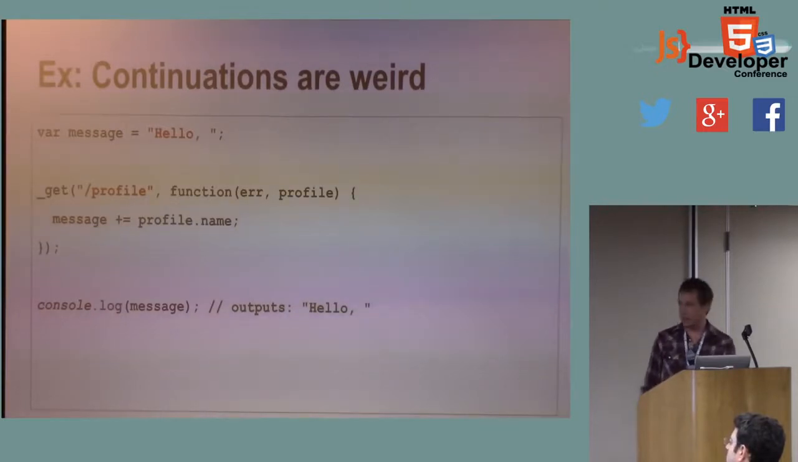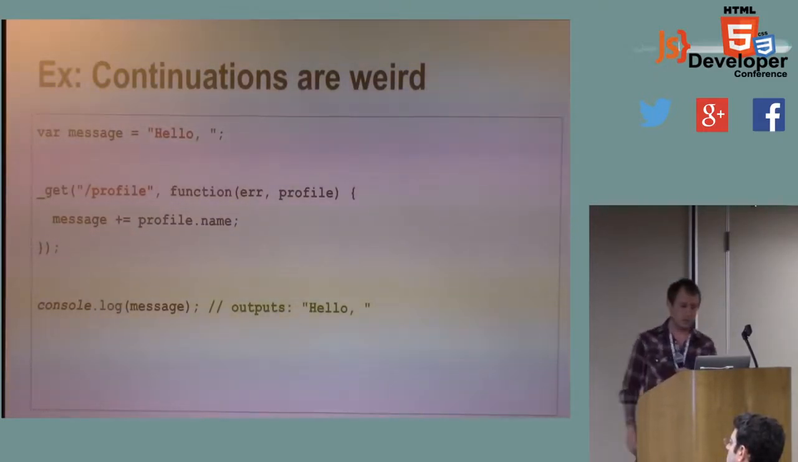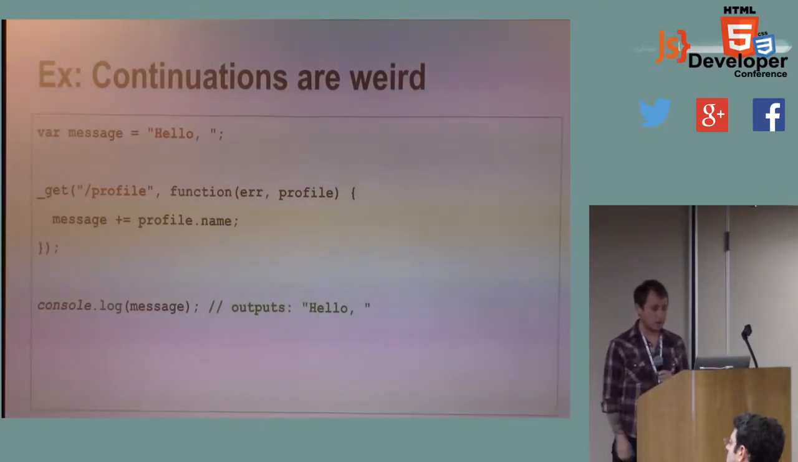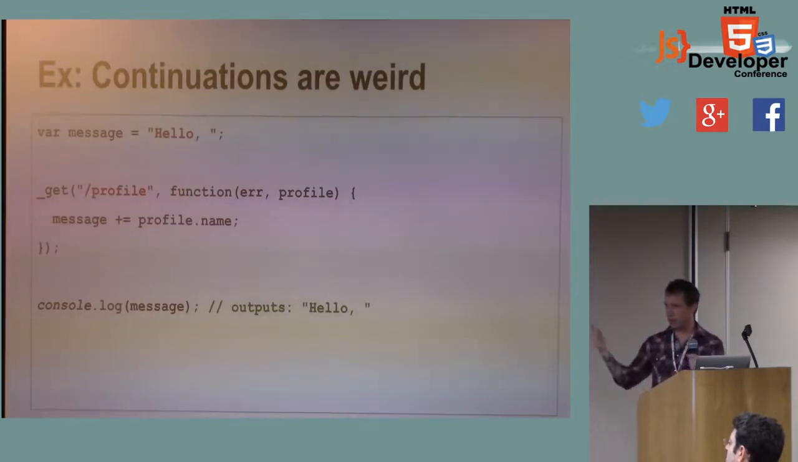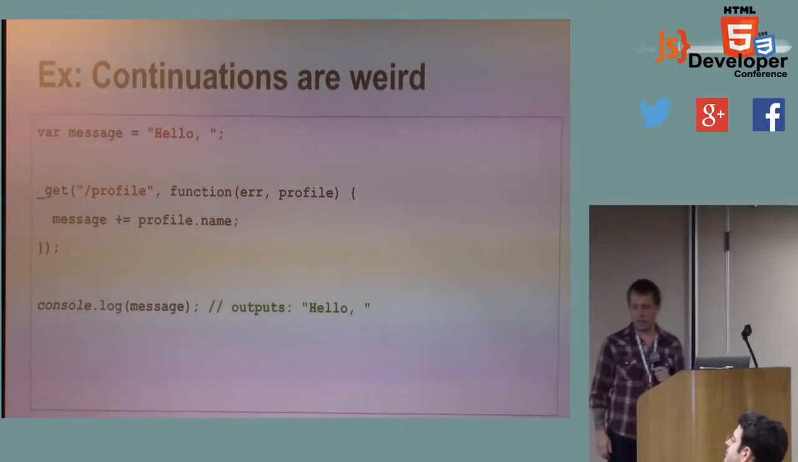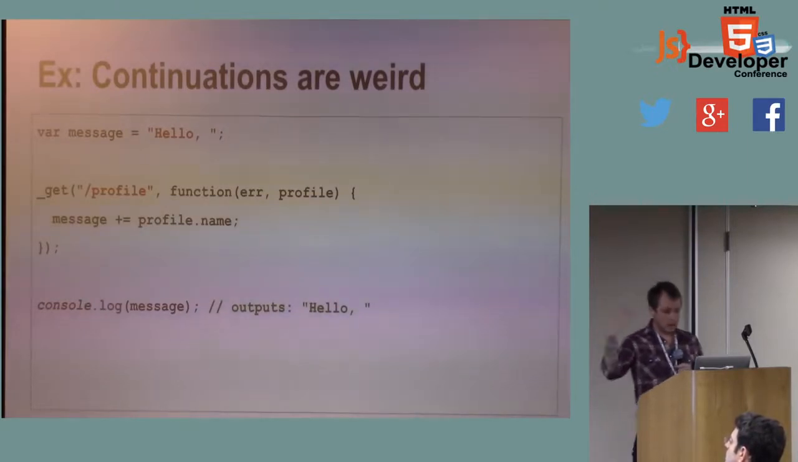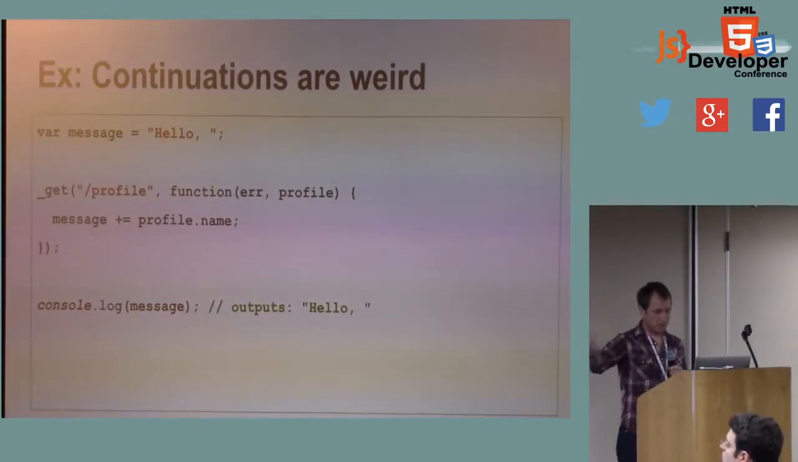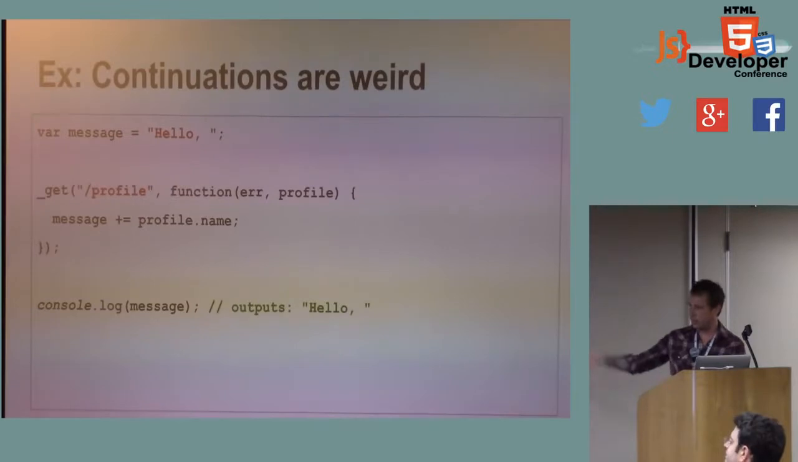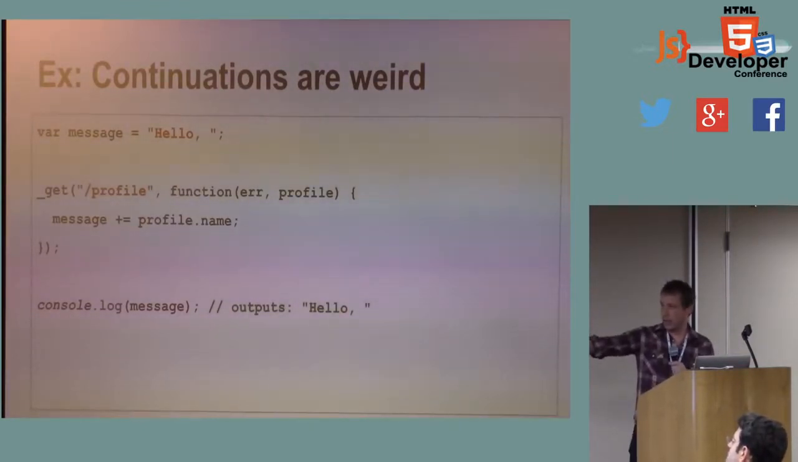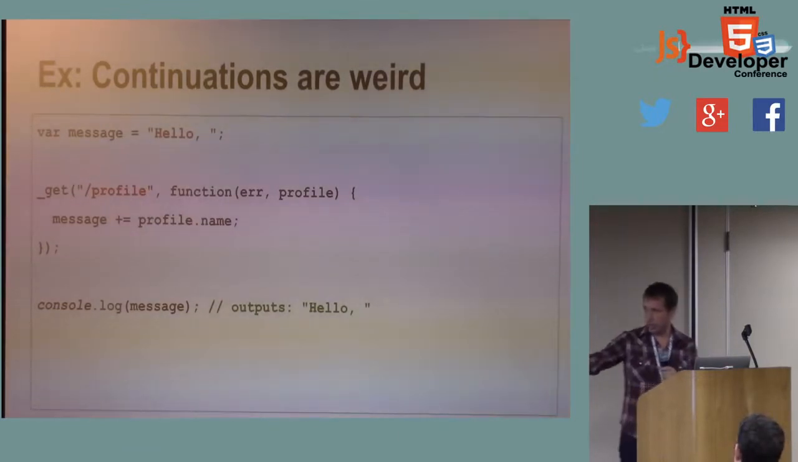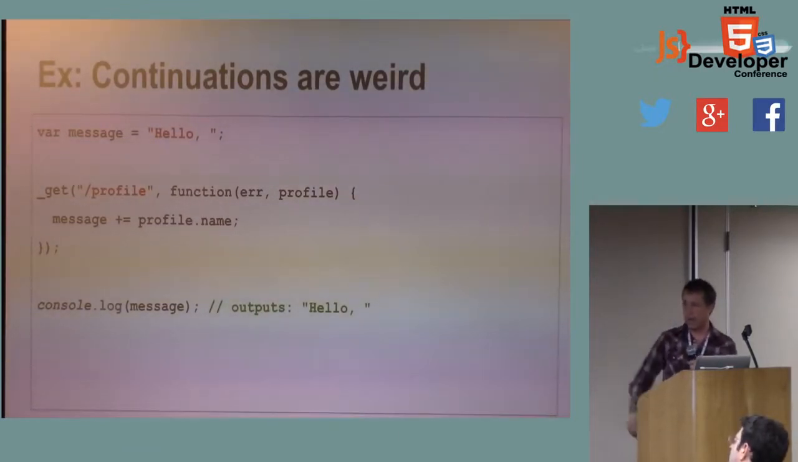This is like the super noob example that many of us fell for when we first started writing JavaScript, either on the server or in the browser. You can just imagine that _get is an alias to your favorite HTTP request making asynchronous library. So on tick 1 of the event loop, I'm declaring a variable message. I'm setting it to some string. I'm doing some asynchronous operation. And I'm saying when the result of that asynchronous operation completes, I want you to concatenate the name from the profile onto message, and then I want to output it to the console.